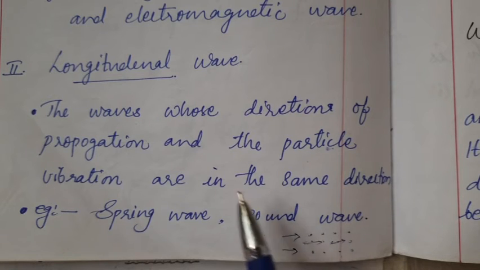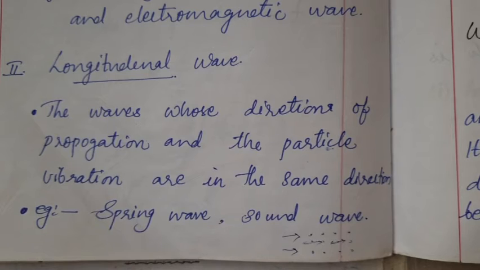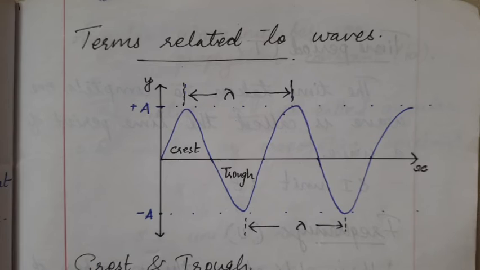So the waves whose direction of propagation and the particle vibration are in same direction. Sound is a longitudinal wave, you already know that. And in spring or stretched string, we can produce longitudinal waves.